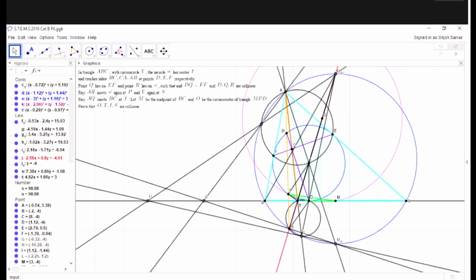And here there will be facts surrounding inversion. So, as I told, those who are not familiar, take it as a fact. Like it holds. Okay, I'm accepting that it holds. It's given that you have to prove O, T, I are collinear. I'm not able to see where is C. Here it is, it's a vertex of the triangle.